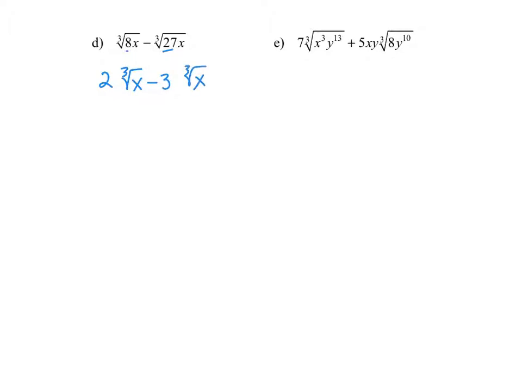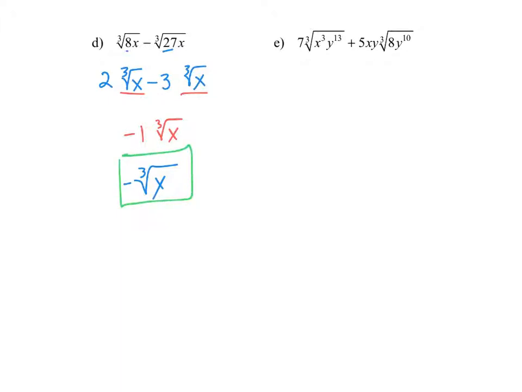Now we do have like terms. Our like terms are the cubed root of x, so we have 2 cubed roots of x minus 3 cubed roots of x, and that will simplify to a negative 1 cubed root of x, or we can write it simply as a negative cubed root of x as our final answer.